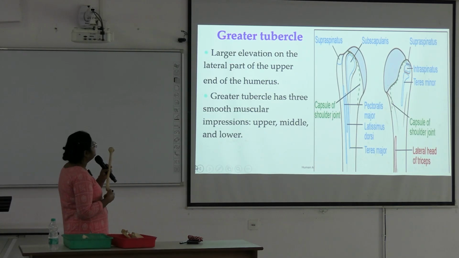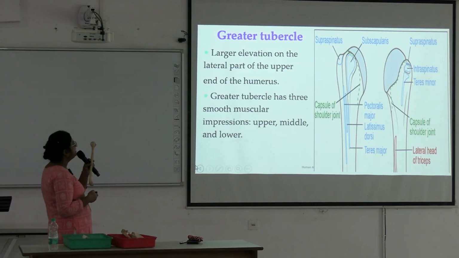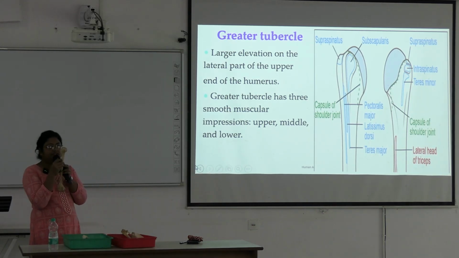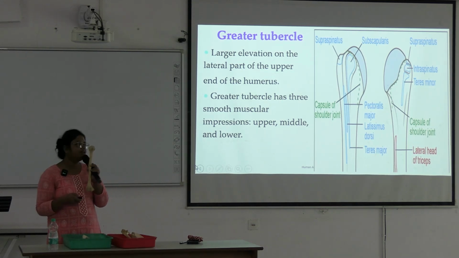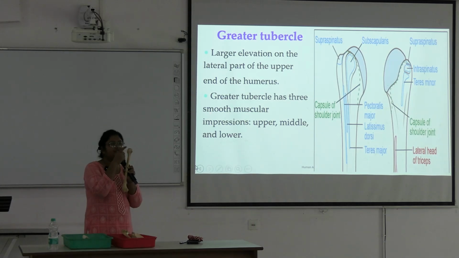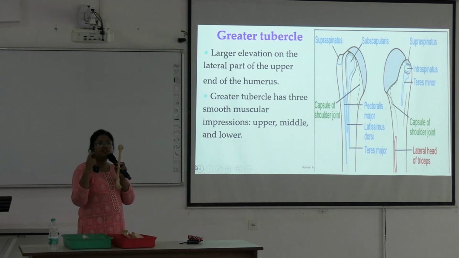Okay, next we go to greater tubercle. Greater tubercle is a larger elevation on the lateral part of the upper end of humerus. Here, this is the larger elevation on the lateral part of upper end of humerus. This is greater tubercle. Greater tubercle has three smooth muscular impressions. These are the three smooth muscular impressions for insertion of three muscles: supraspinatus, infraspinatus and teres minor from above downwards.